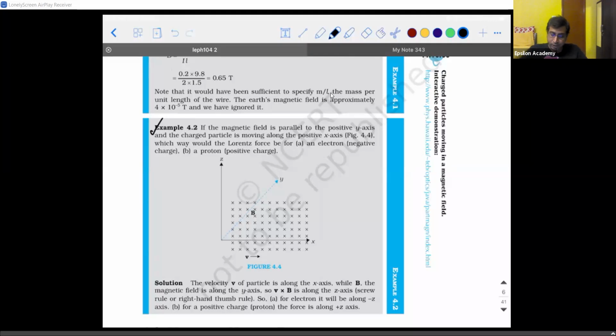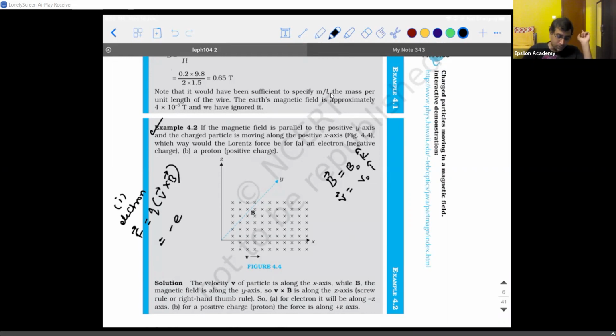So if the magnetic field is parallel to the y-axis, B vector will be some B naught k cap, and the charged particle is moving along the positive x direction, so V vector will be equal to V naught into I cap. Don't worry about the values, I'm just considering them for the sake of the problem. Okay. So first case, in the case of an electron, F vector is equal to Q into V vector cross B vector.